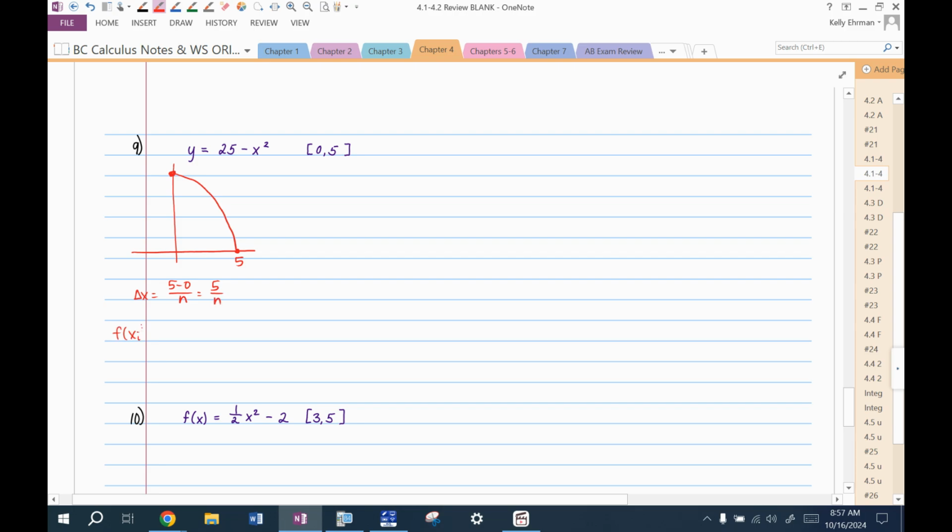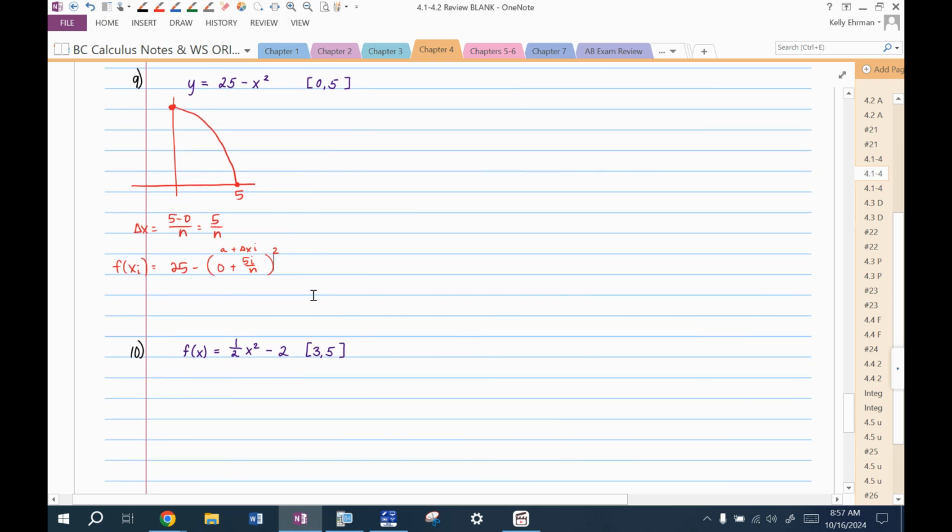F of x sub i. So the original function is 25 minus x squared, and in place of our x, we put a plus delta x times i. So a is 0, delta x is 5 over n times i. So this is 25 minus, 0 doesn't need to be there. So when I square this, I get 25i squared over n squared. So that is my expression for f of x sub i.